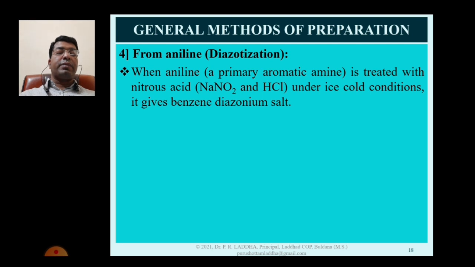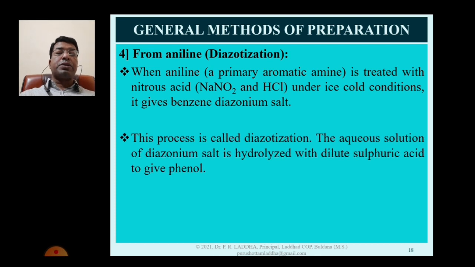So aniline is one of the important example of primary aromatic amine. When this primary aromatic amine is treated with mixture of this NaNO2 and HCl, that is sodium nitrite and HCl, under ice cold condition, that is 0 to 5 degrees Celsius, that will first give that diazonium salt. Here it produces benzene diazonium salt. This particular step is called as diazotization. So this process is a diazotization.